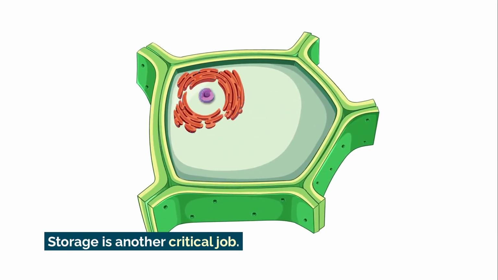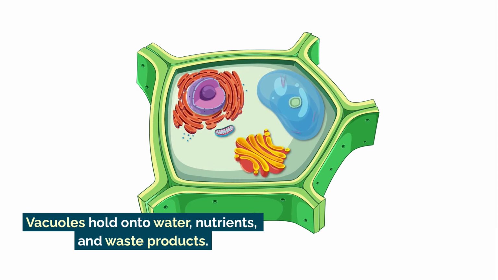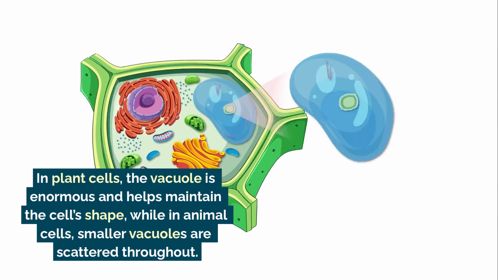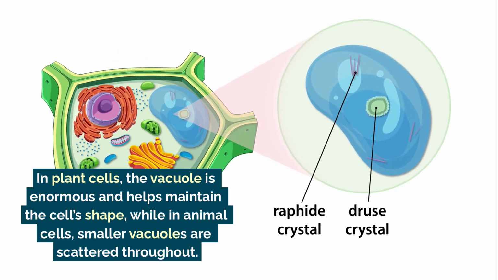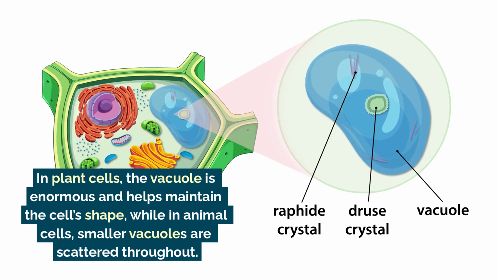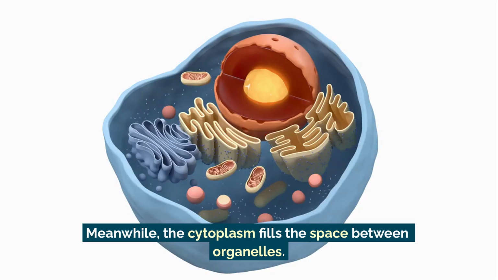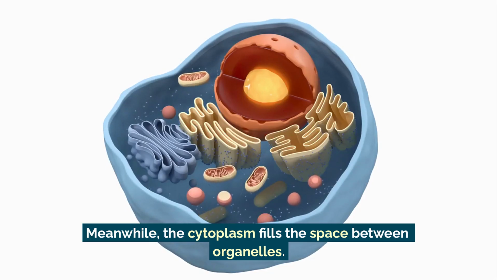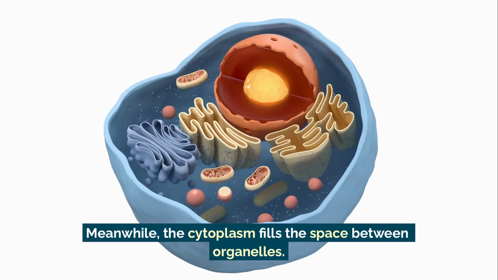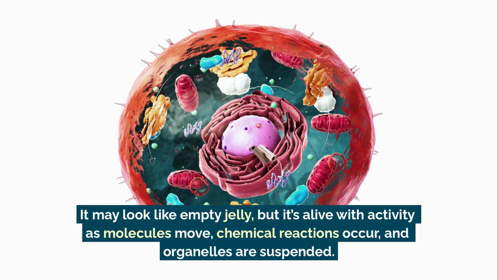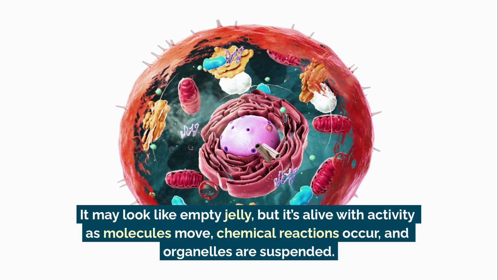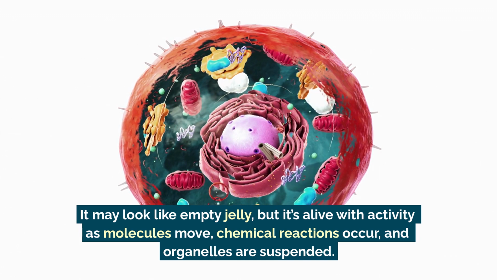Storage is another critical job. Vacuoles hold onto water, nutrients, and waste products. In plant cells, the vacuole is enormous and helps maintain the cell's shape, while in animal cells, smaller vacuoles are scattered throughout. Meanwhile, the cytoplasm fills the space between organelles. It may look like empty jelly, but it's alive with activity as molecules move, chemical reactions occur, and organelles are suspended.